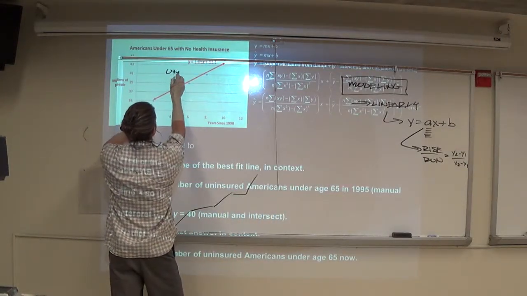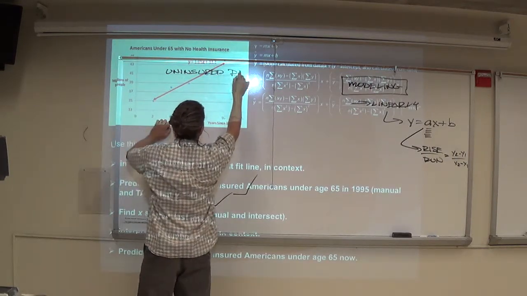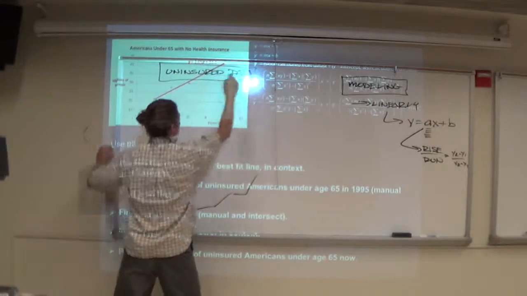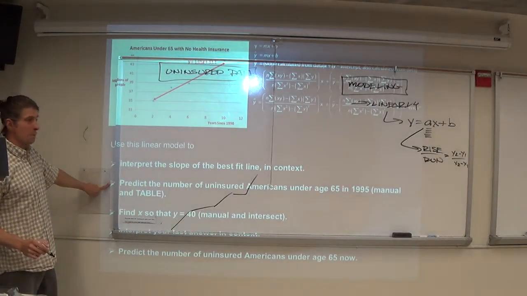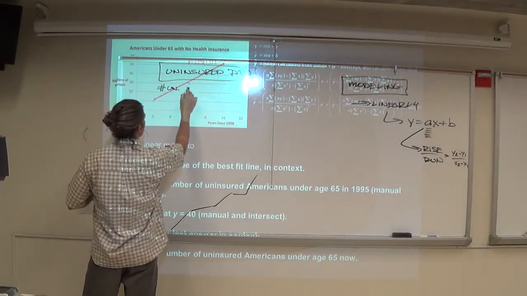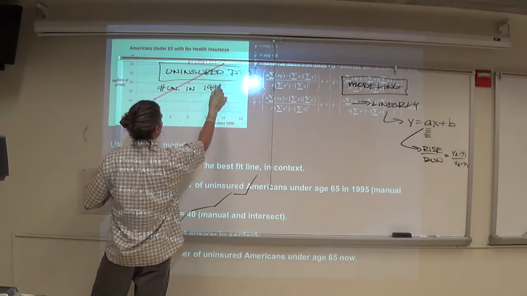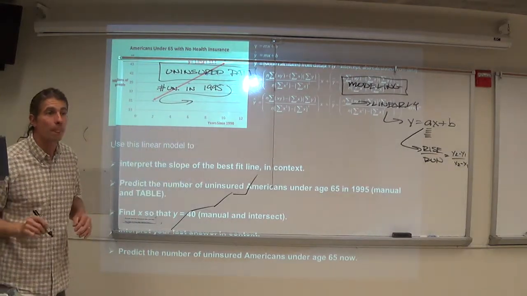So for the uninsured data, for this one, which I don't think I numbered, did I? No, I didn't. It's got an arrow. So number of uninsured Americans under age 65, number uninsured in 1995. Go ahead and describe your process, my friend.